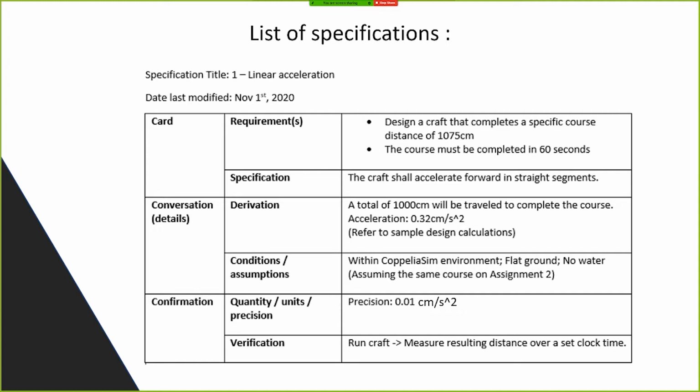The first specification was linear acceleration. For that, the craft shall accelerate forward in straight segments. We have a total of 1,000 centimeters that will be traveled to complete the course, with an acceleration of 0.32 centimeters per second squared, with a precision of 0.01 centimeters per second squared. As for the verification, we will run the craft and measure the resulting distance over a set clock time.